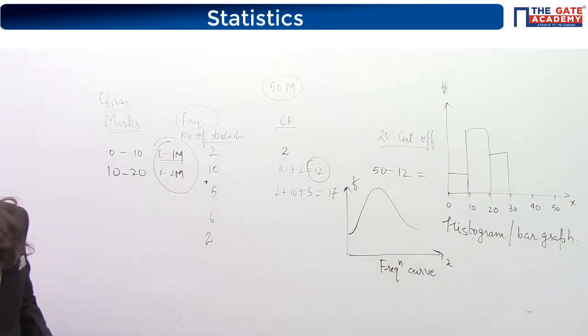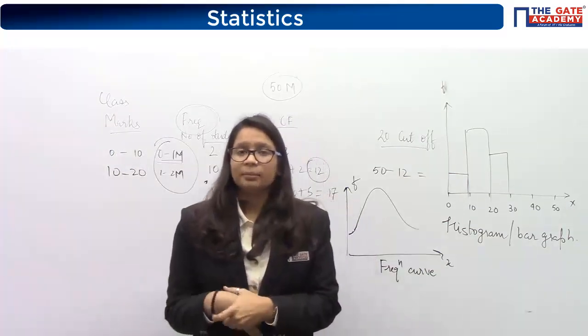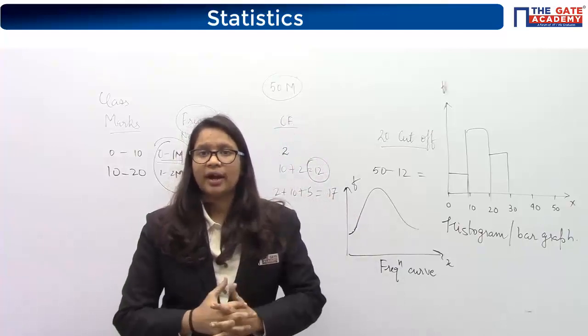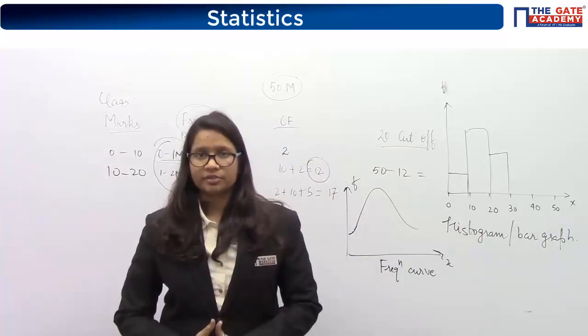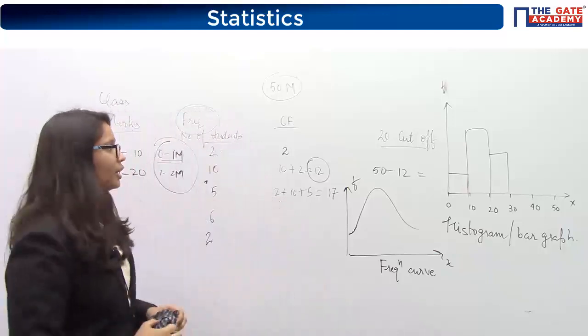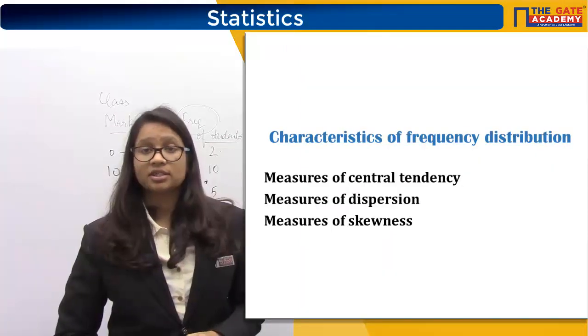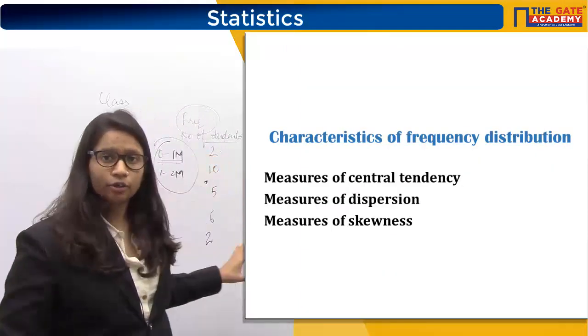Okay, so now we have seen frequency distribution. Now there are some characteristics by which we define several frequency curves. For example, if I draw some frequency curves on the graph like this. First of all, just write down these characteristics of frequency distribution and then draw the graphs that I am drawing.